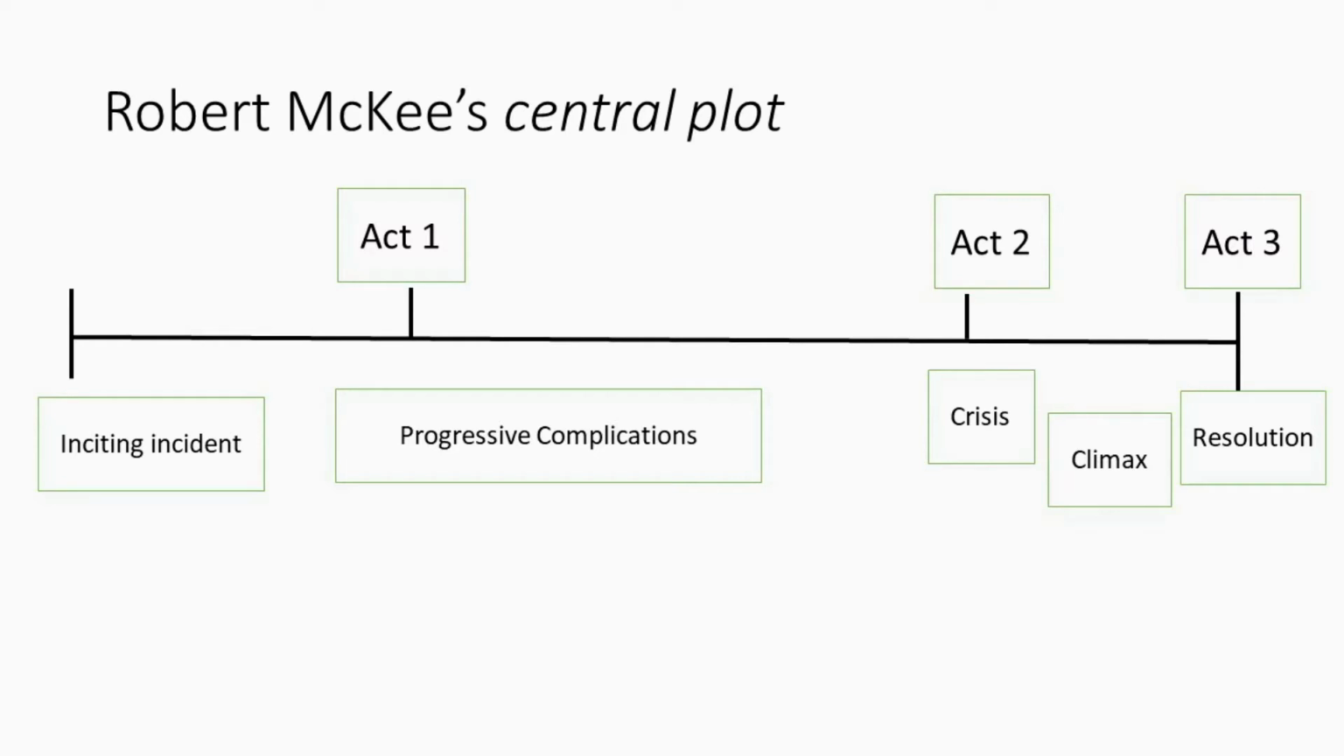The last diagram we're going to look at is Robert McKee's central plot and his linear timeline in terms of action within a screenplay. Similar to the two other diagrams we've looked at, you will recognize an inciting incident, the idea of some kind of complication, what he terms progressive complications, like the rising action of Gustav Freytag, or the confrontation stage of Syd Field's paradigm. You also have the crisis, the climax, and the resolution. And similar to Syd Field's paradigm, we have the three-act structure.